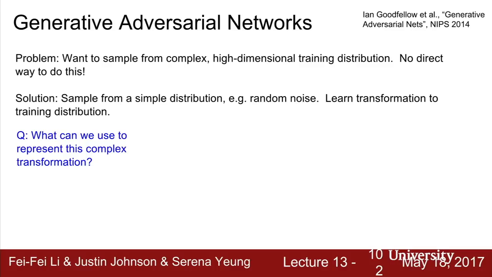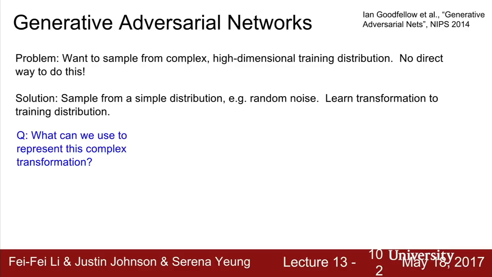So in the GAN setup, what we care about is that we want to be able to sample from a complex, high-dimensional training distribution, right? We want to produce samples from this distribution, but there's no direct way to do this. We have this very complex distribution, and we can't just take samples from it. So the solution that we're going to take is that we can, however, sample from simpler distributions.